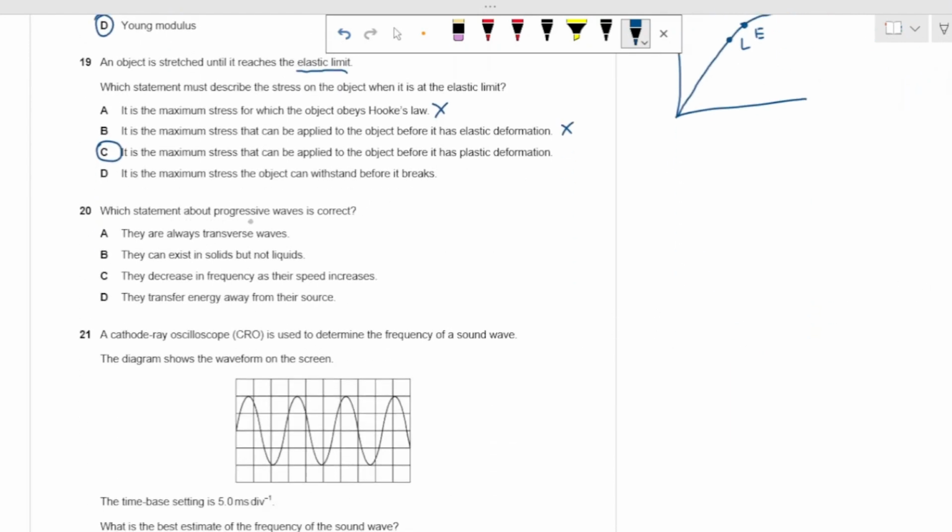Question 20. Which statement about progressive waves is correct? They are always transverse waves. No. There are also longitudinal waves. They can exist in solids but not in liquids. No. They travel in all the mediums except vacuum.